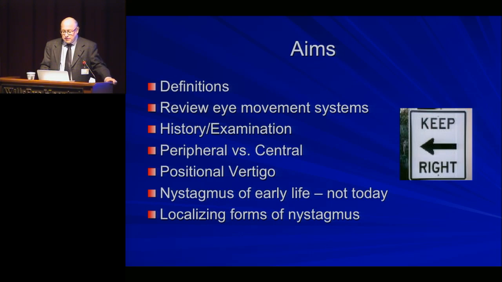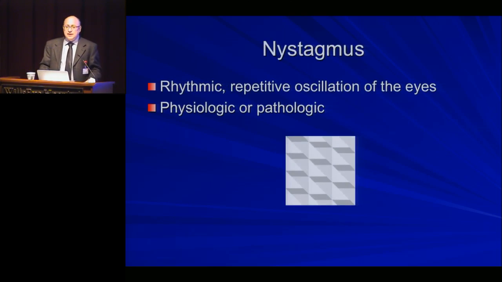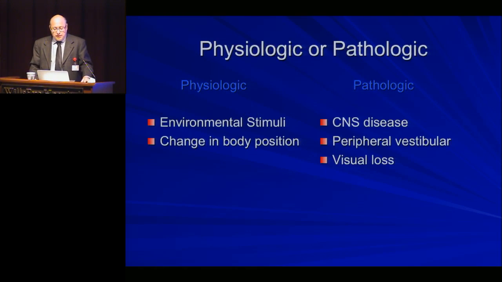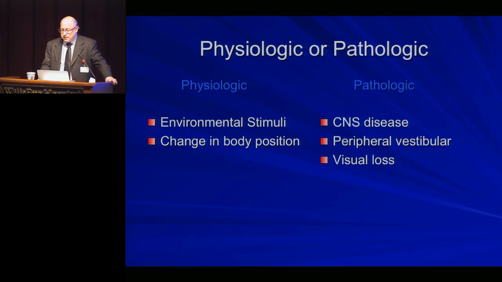another time. So, nystagmus is defined as a rhythmic, repetitive oscillation of the eyes, and it could be physiologic or it could be pathologic. So, it's physiologic in response to environmental stimuli, being rotated or moved, or going out into outer space, for instance, or in change in body position. Pathologic due to neurologic brain disease, but also one of the big things that cause nystagmus acutely is peripheral vestibular disease. And finally, visual loss. Associated with visual loss, particularly in infants, you'll get nystagmus.